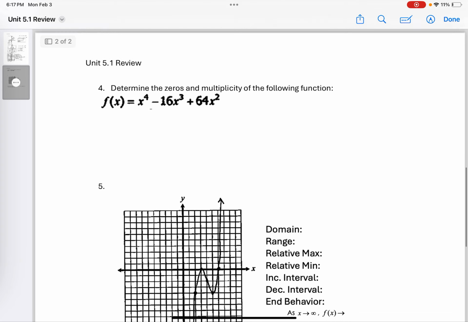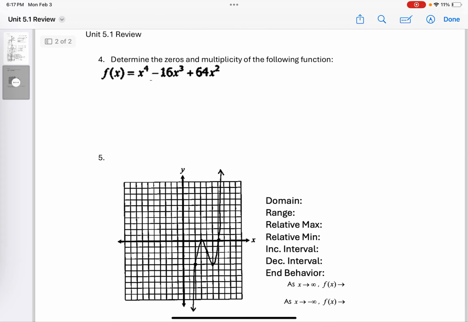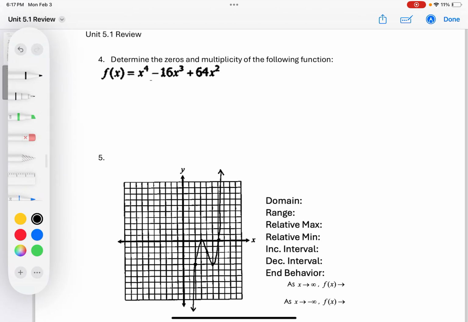Okay, next one. Determine the zeros and multiplicity of the following function. So we're going to get right into it. Remember, to determine your zeros and multiplicity, I actually need to factor first, and then I'm looking at the exponent for multiplicity, and I am solving each factor to find my zeros. So let's get right into it.